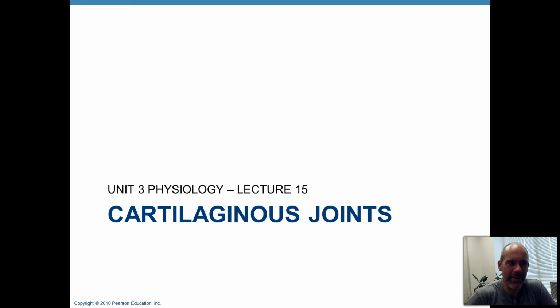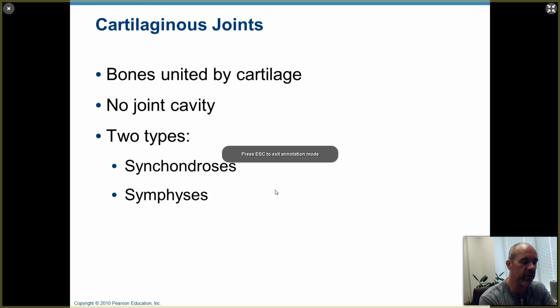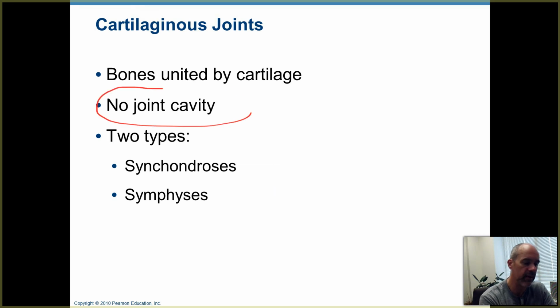Hello once again. Continuing on now, we're going to talk about a few types of cartilaginous joints that occur within the skeletal system. And as the name implies, these are joints where you're going to have cartilage uniting bones together. So as with the fibrous joints, there's no joint cavity. Those occur with synovial type joints where you have an actual compartment that's filled with fluid in between the bones. So you don't have that with your cartilaginous joints either.